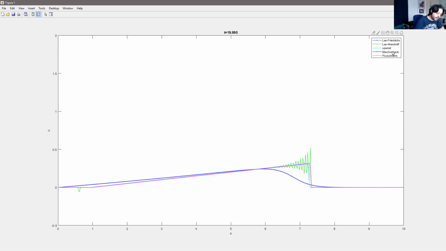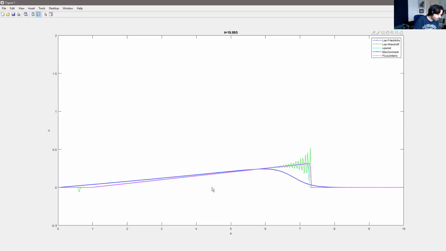I have the McCormack scheme. That's not very relevant, but it's the same scheme that we'll use in homework number 4. And then I also have the best scheme, which is the flux limited scheme. And I will tell you in a second what the basic idea behind that is.